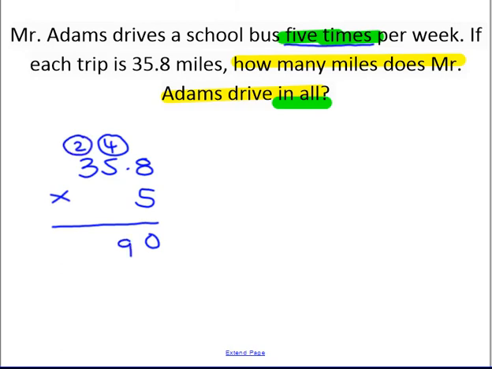5 times 3 is 15. Plus 2 is 17. You have one number after the decimal. So you're going to go over 1. That just leaves a 0 at the end, and you can take it off. So Mr. Adams drove 179 miles that week.